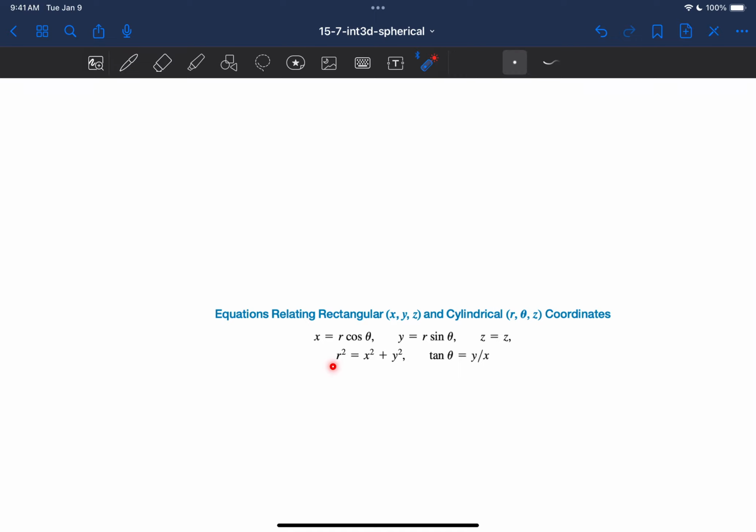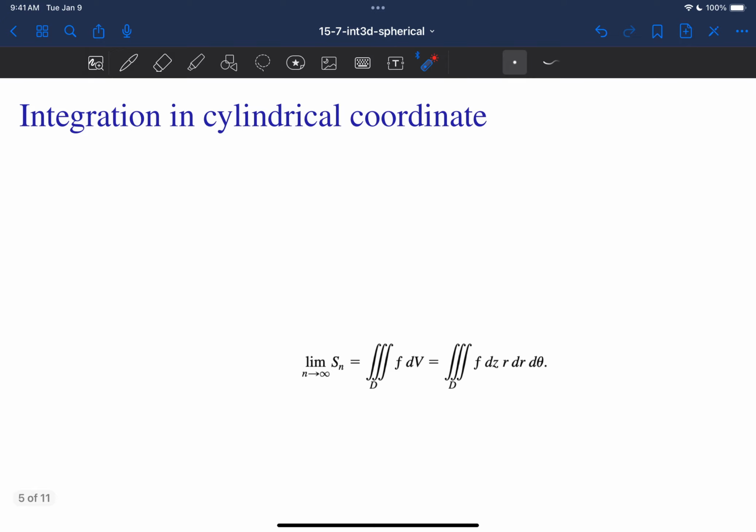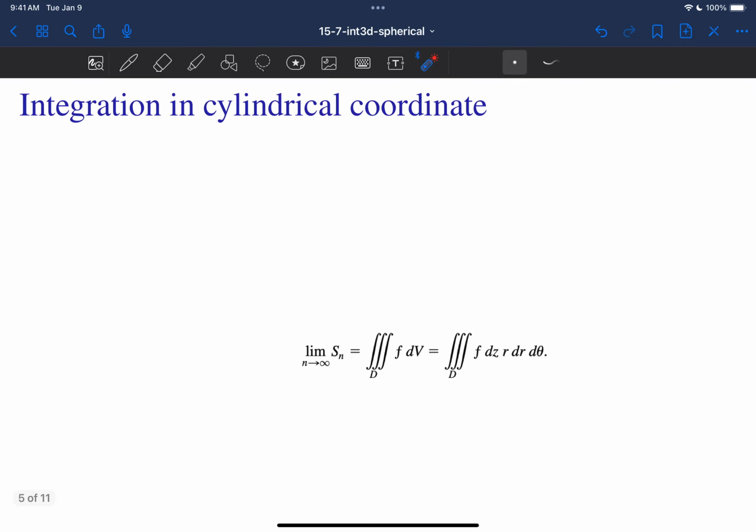Also, we have r squared equals x squared plus y squared, which comes from these two, and tangent theta equals y over x. So the transformation itself is this, and from the transformation we can write its Jacobian. Also, we have some identities which sometimes simplify the calculations. So here is the conclusion. The triple integral is defined by a Riemann sum, but we can write it in cylindrical coordinates, with f dz and dx dy replaced by r dr d theta.